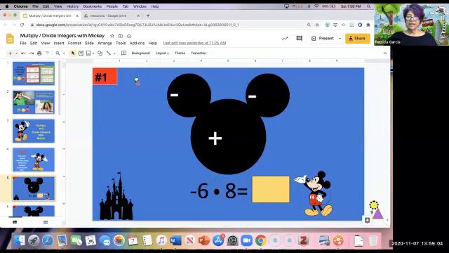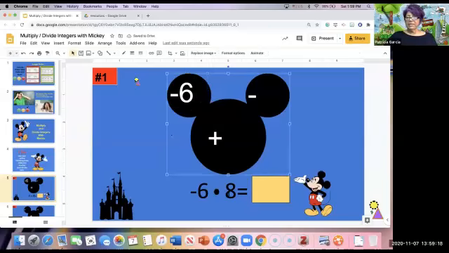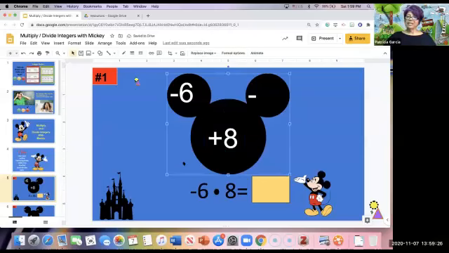Here's -6 times 8. We're going to look at the sign of -6, and we're going to go to one of the ears, it doesn't matter which, and enter 6 there so we have -6. Then we look at the next integer, which is +8, and we put it next to the positive. So the first thing we do is put our integers in the correct place with the sign.